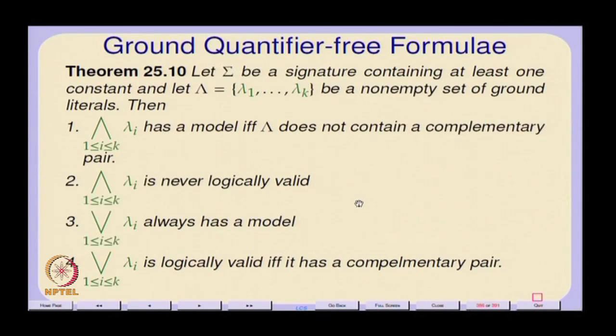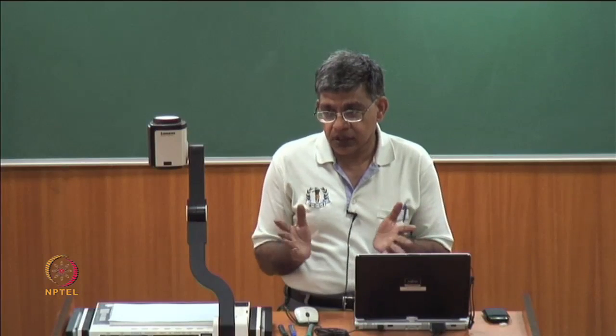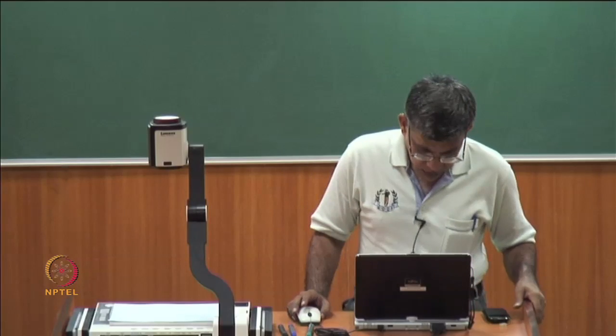Now, supposing let sigma be a signature, and let us consider a finite set of literals lambda 1 to lambda k. These are ground literals, so they are variable free, and essentially atomic predicates on ground terms or negations of atomic predicates on ground terms. That is what they are.